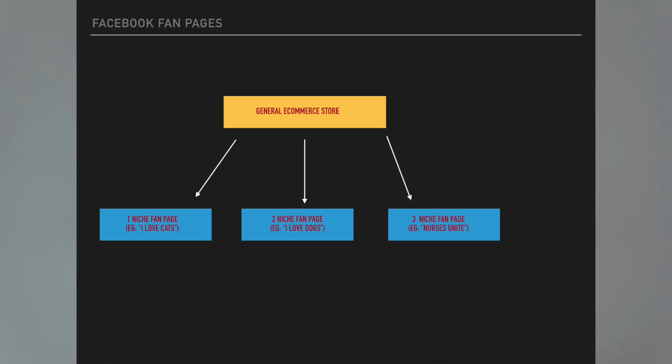So in that example, when you've got multiple niches for your general store, I would recommend you to set up not one fan page, but set up multiple fan pages on Facebook for those specific niches. So to break it down and to make you understand a bit more, say in that example where we've got the cat niche in that general store, you want to set up a Facebook fan page, as an example, I love cats. And then you want to set up another fan page for nurses. It's called Nurses Unite, for example.